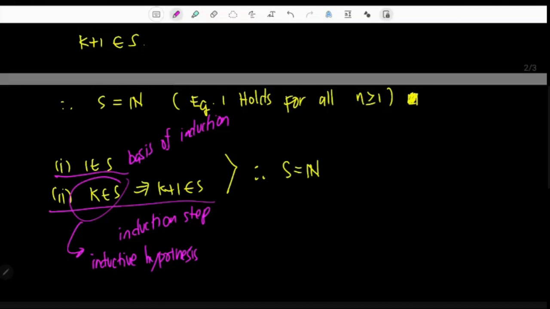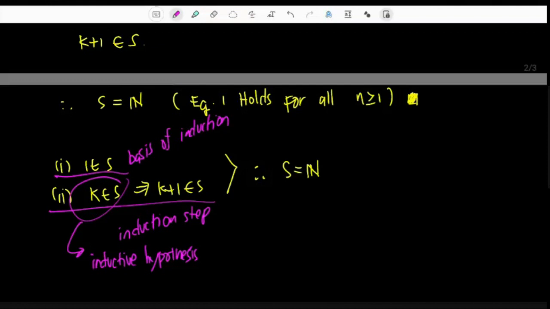So using induction is always two steps. First, we show the basis of induction. That means you must be able to find a starting element in the weak form of the induction. The starting element is 1. And then you need to show the inductive step. The inductive step tells us that starting from 1, every succeeding integer is also in S. So if there is an element k in S, then we must be able to show that the next integer k plus 1 is also in S.